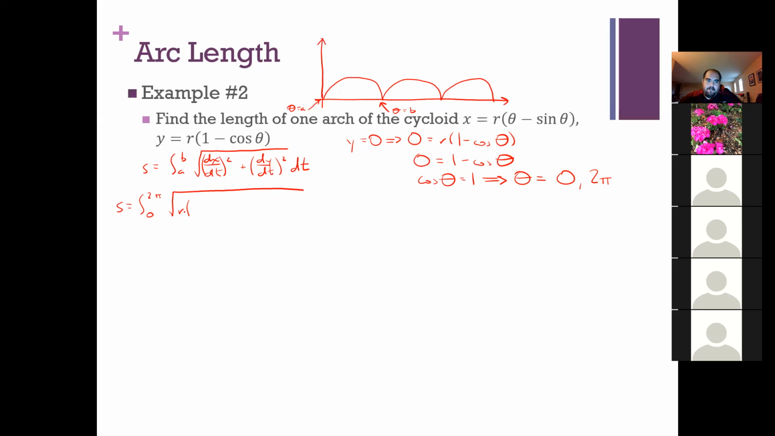Would it be 1 minus cosine theta? Yep. 1 minus cosine theta, all squared. And then dy, it's going to be r sine theta squared. All right. So hopefully some things happen when I try to simplify this.